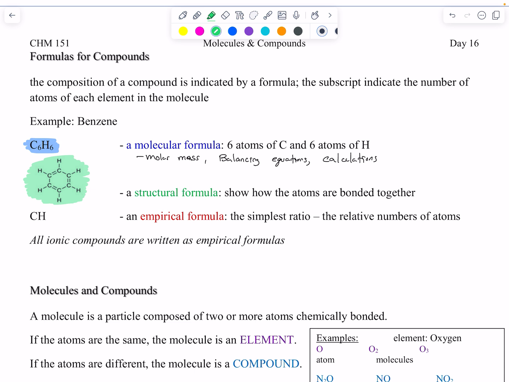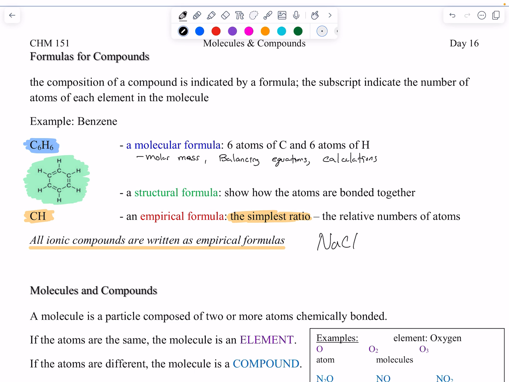And then there's the empirical formula. That's the empirical formula, which is the lowest ratio, the simplest ratio, okay? All right? And that is important. Now, what's really important is that all ionic compounds are written as empirical formulas. All right? That's very important, okay? That means we can reduce empirical formulas, right? What do I mean by that?